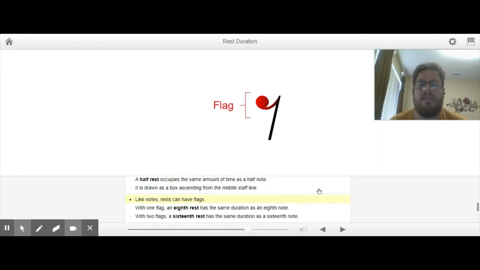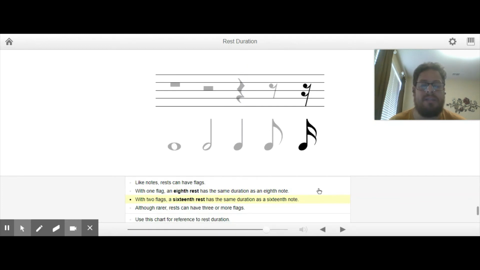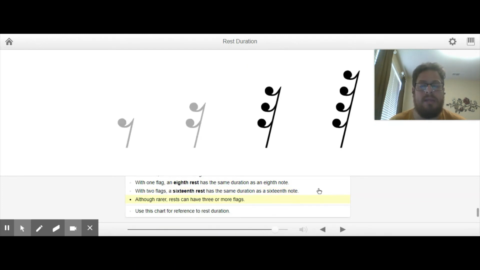Eighth rests are similar to eighth notes in the fact that they have this little flag, and that's how you're going to distinguish what an eighth note rest is. In similar fashion, an eighth rest has 1 flag, a 16th rest has 2 flags. There's again a multitude of rests you could have: 16th rest, 32nd rest, 64th rest, 128th rest, but those again are rare for us to see in the music that we play.